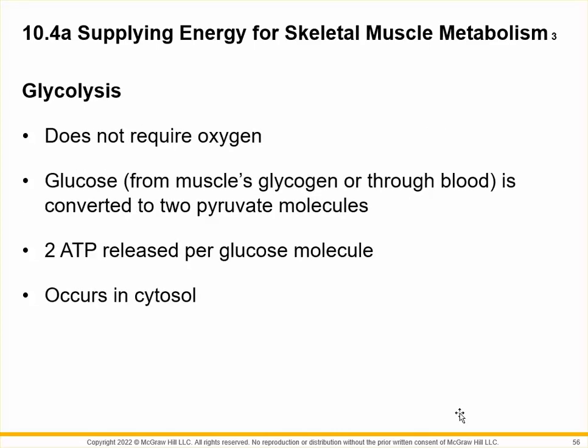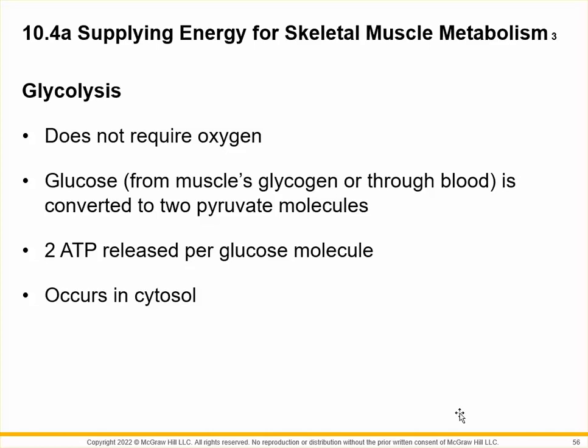The fastest way is glycolysis. It's when glucose breaks from a 6-carbon chain into 2 3-carbon pyruvates. We get 2 ATPs out of it. It happens in the cytosol, and there's no oxygen involved. It's just a couple of steps, and you end up with 2 ATPs.